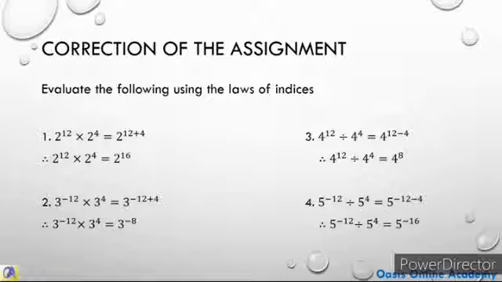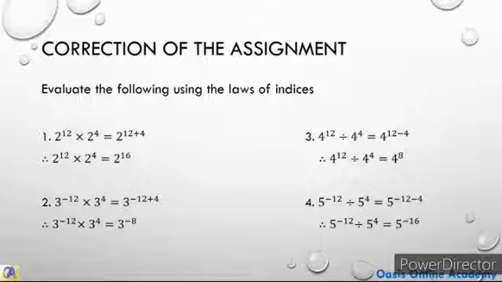Okay, here is the correction of the assignments. The first two questions, question 1 and question 2, we have the multiplication of numbers in index form. So we add their powers. The first answer is 2 to the power 16. The second answer is 3 to the power negative 3.